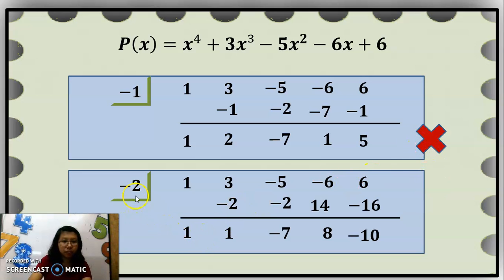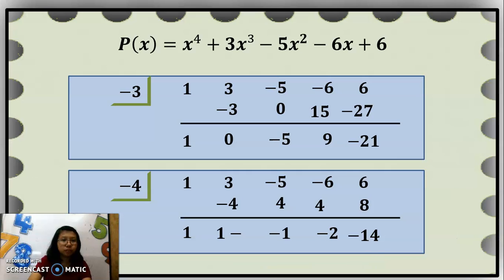The next number, we have here negative 2 as the value of x. We have 1, 1, negative 7, 8, and then negative 10. So again, since we don't have alternating signs for the values of the coefficients, that's why it is not an example of the lower bound.